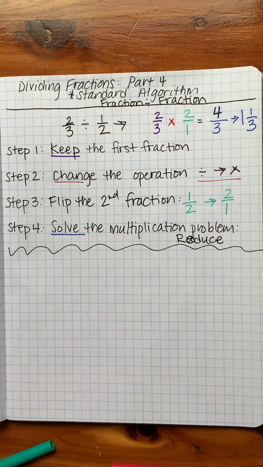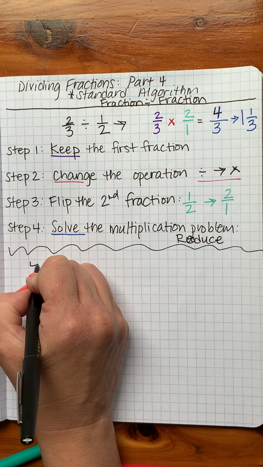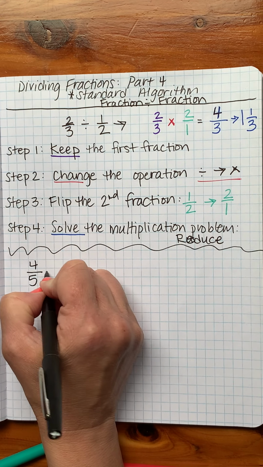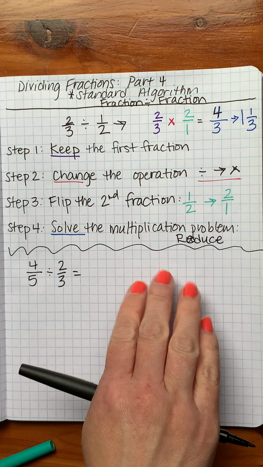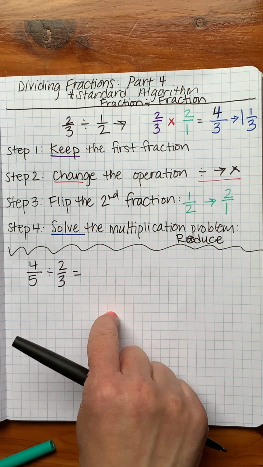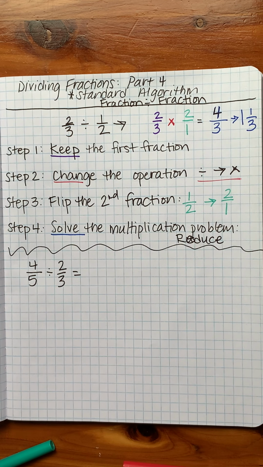Your practice for this particular strategy, I want you to practice the same practice problem as the page before, and we're just going to do 4/5 divided by 2/3, and then see if you can get the same answer when you're doing the shortcut or the standard algorithm as you were doing the Brownie method on the previous page in part 3.